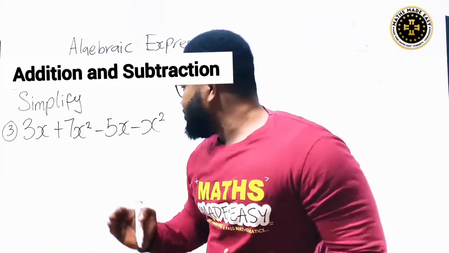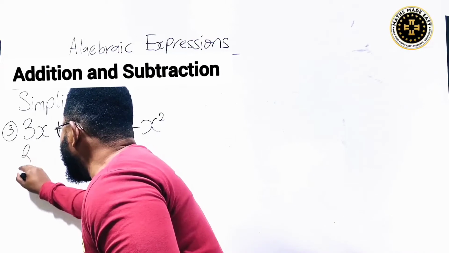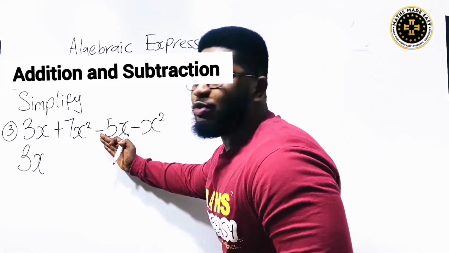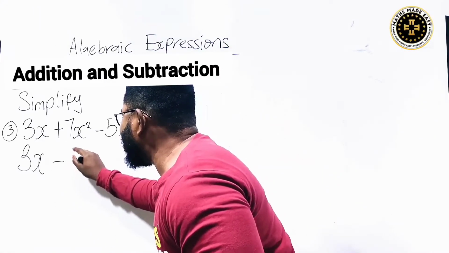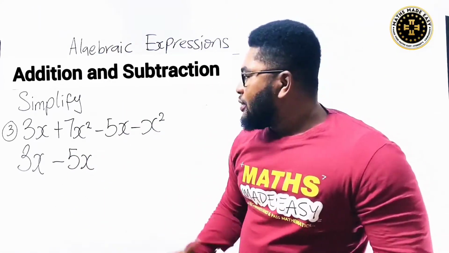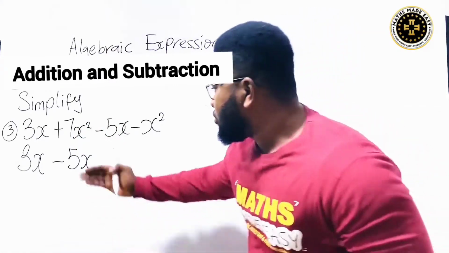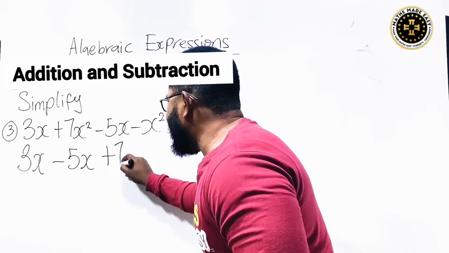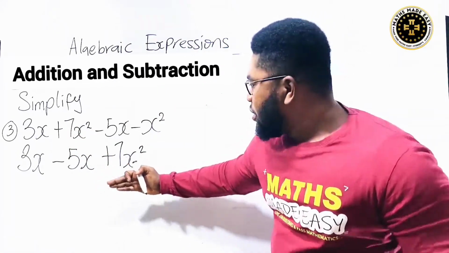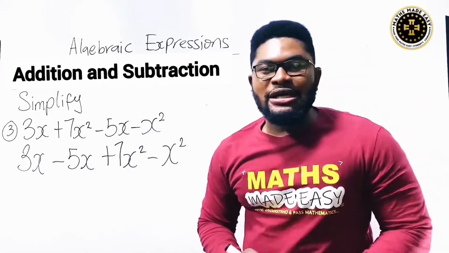3x is a term which is like negative 5x. So it becomes 3x. Since the sign is minus 5x, I'll move it with its sign. So it becomes minus 5x. So I've grouped the like terms for x. Now I can see x squared. So let's group the like terms for x squared. Positive 7x squared. The sign is plus, so it moves with the 7. Then I have minus x squared. So I have grouped like terms.